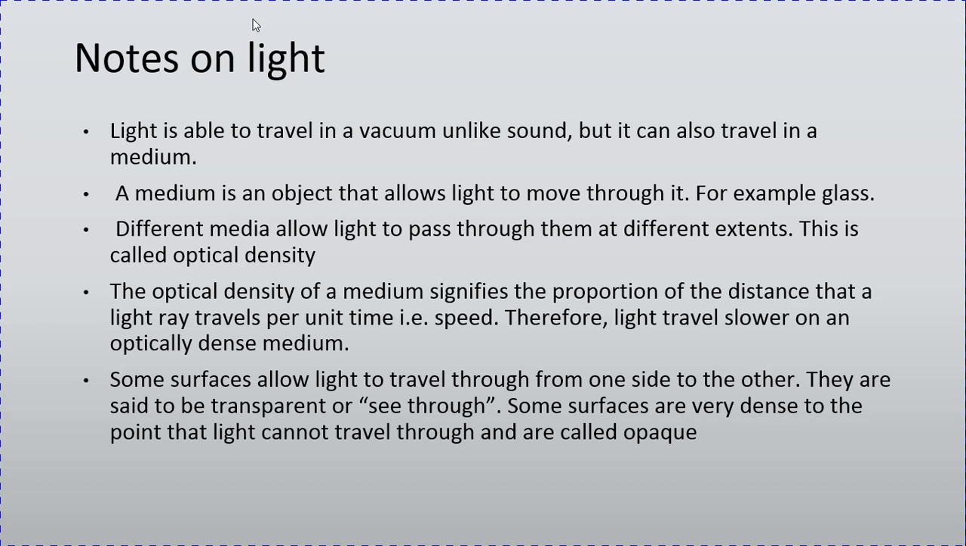Some surfaces allow light to travel through from one side to another. They are said to be transparent or see-through. Some surfaces, very dense to the point that light cannot travel through, are called opaque.